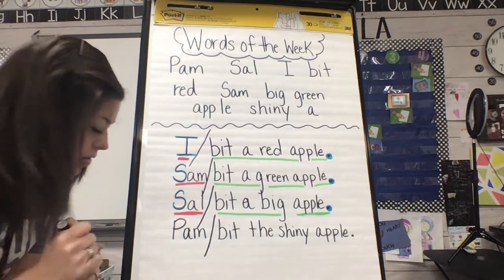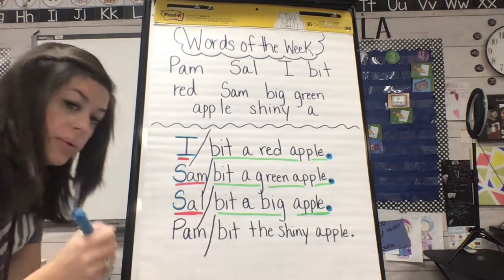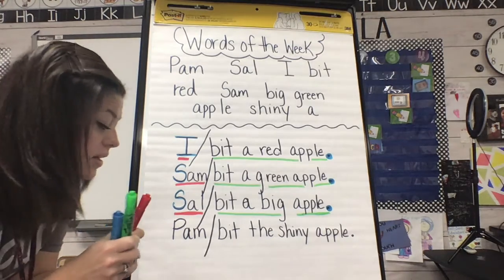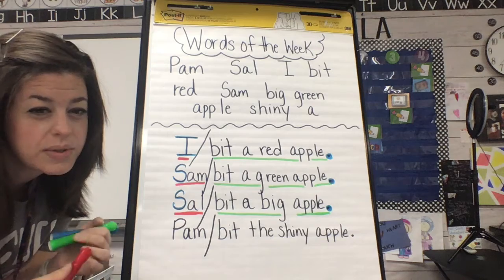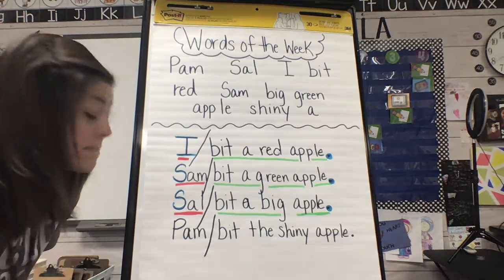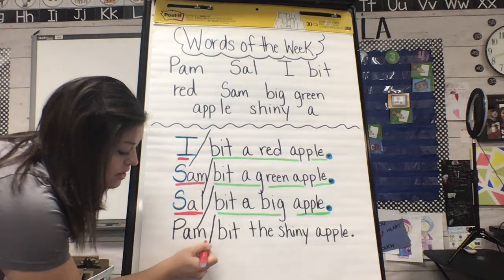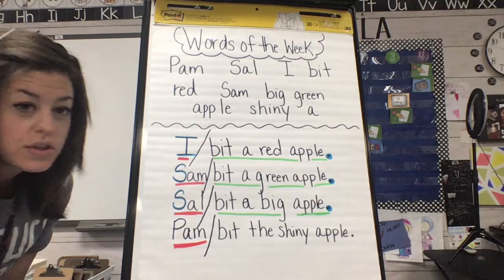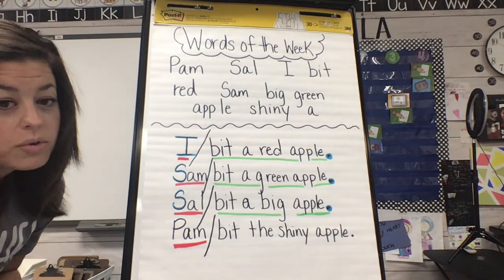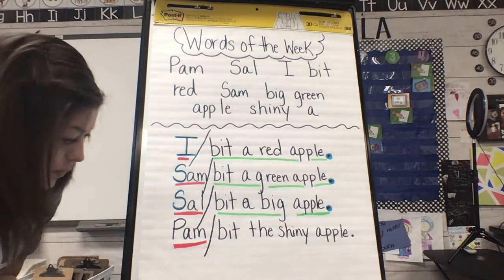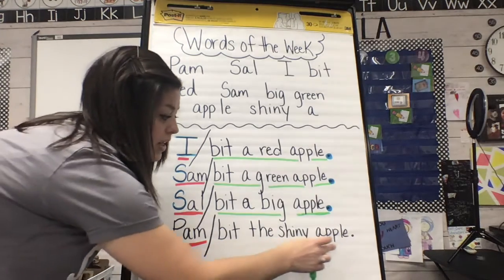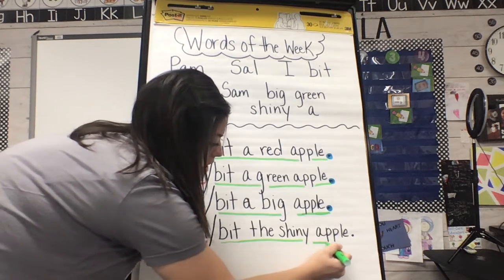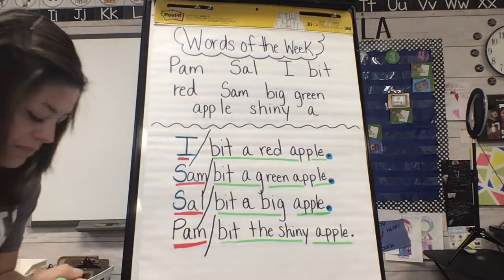Okay, remember, you need your blue, green, and red. We're going to take our red and we're going to underline our subject. So who is our subject? Pam. Pam is our subject. So we're going to underline Pam. Okay. She's our subject. Our predicate is what they did. What did Pam do? She bit the shiny apple. So I'm going to underline bit the shiny apple because that's what she did.